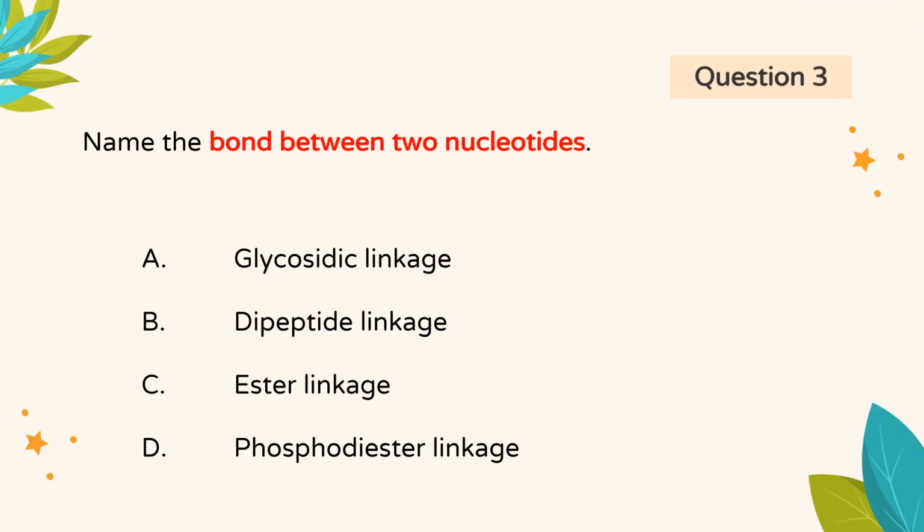Question 3. Name the bond between two nucleotides. The answer is phosphodiester linkage. This is because glycosidic linkage refers to the bond found in carbohydrates, while dipeptide linkage can only be found in protein, and ester linkage is in lipid molecules.